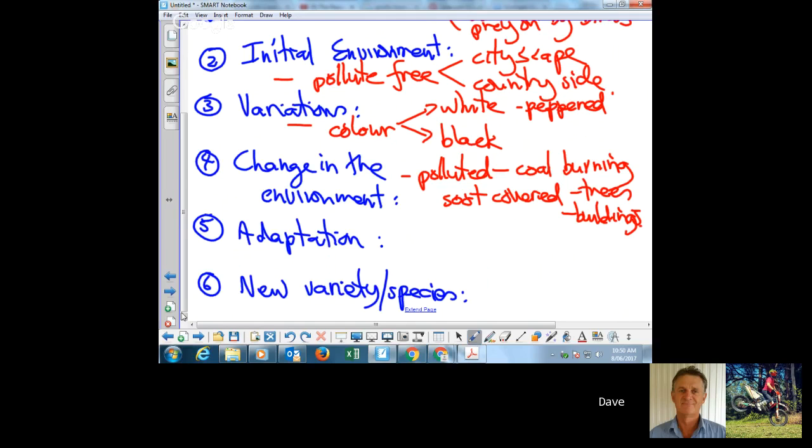Adaptation. The dark coloured wings were going to be better adapted because why? Okay, so what's a good word to use to say that the black coloured wings were able to hide in the black environment? Okay, camouflage. So we had the dark coloured wings were well camouflaged.